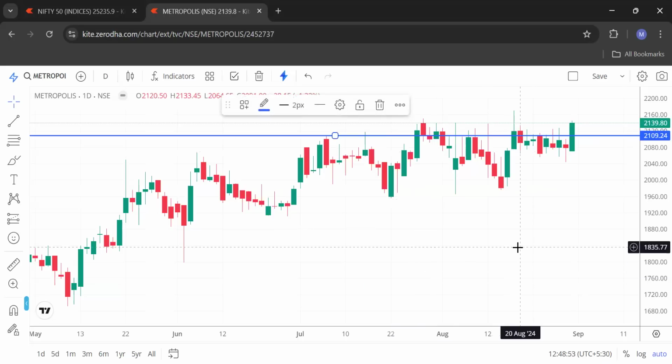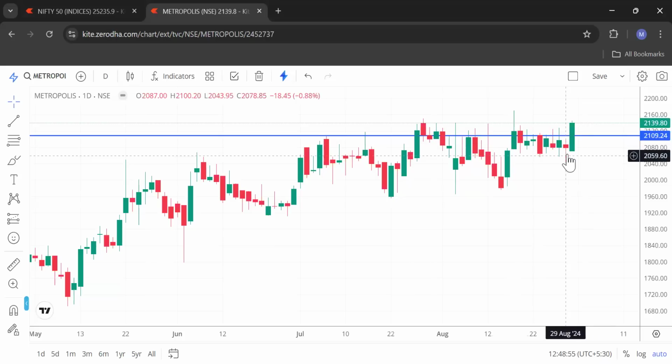Now you could see 2109.24 is not above the 5 days high: 1, 2, 3, 4, 5. So ideally, this will not be your first grade call. You see, when the 5 days high and this figure 2109 are very close, that time you can buy.